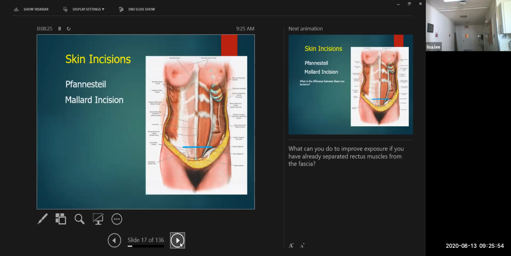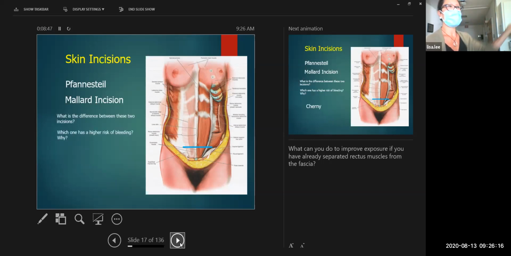But again, the difference is you do not separate the muscle from the fascia, and you have to watch out for what structure laterally when you're cutting that muscle. Yeah, the epigastric. Okay, and sometimes you end up taking them and you tie them. Okay, and then when you sew it together, if you reapproximate that fascia, then those muscles come together. But the incision does hurt more, but you see better. Okay. Which one has a higher risk of bleeding? I just went through that.